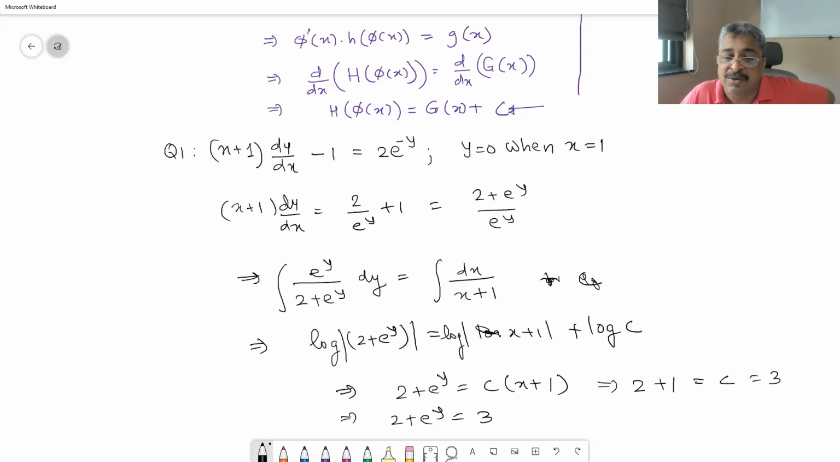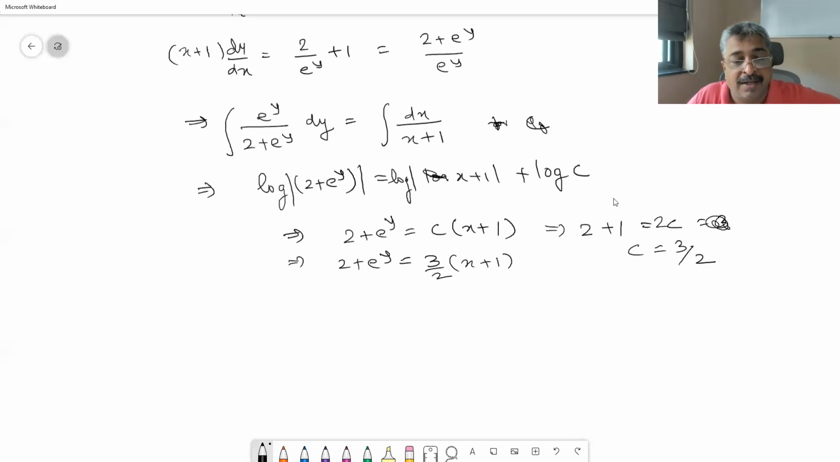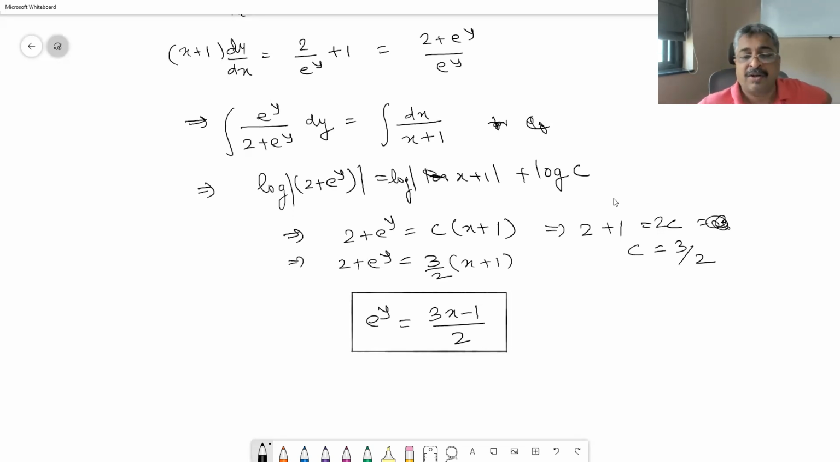x is equal to 1, so it is 2c. Therefore c is equal to 3 by 2. Something like this, and therefore the final answer is e raised to y is equal to 3x minus 1 upon 2. Now you may cross-check by differentiating this and checking whether you end up getting the given differential equation or not.